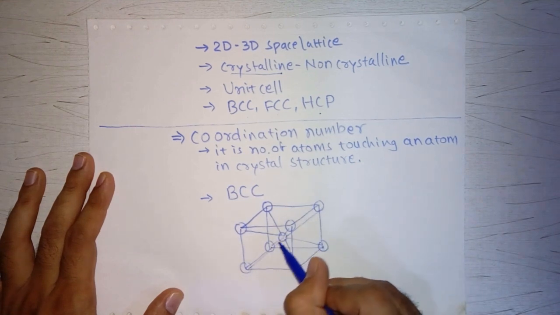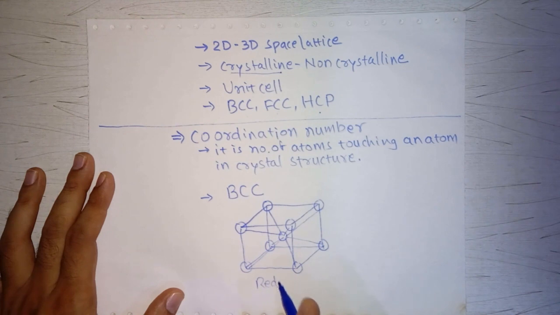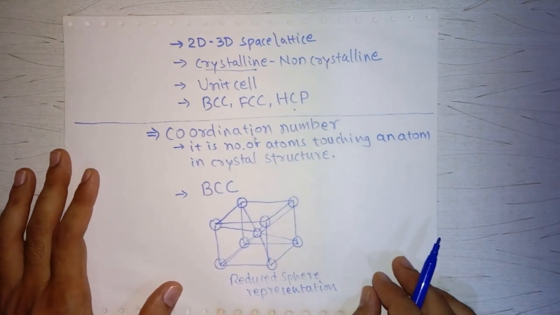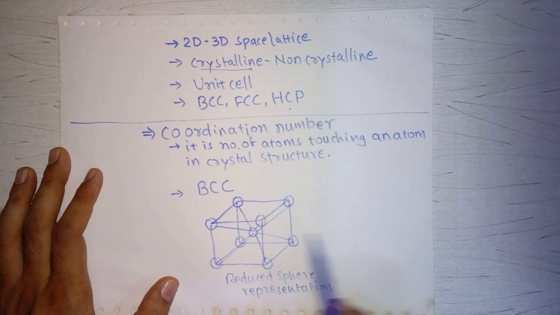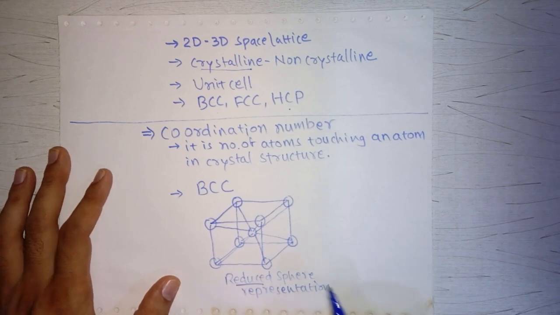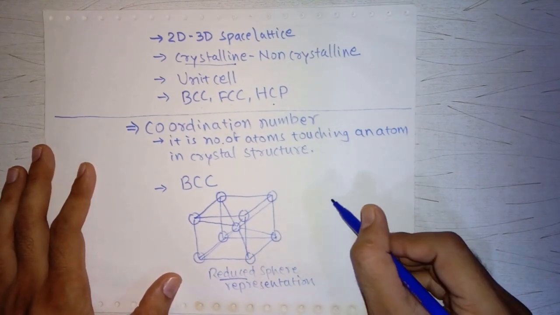Okay, this is called reduced sphere representation. But actually if we see, the atomic arrangement is such that these atoms are touching each other. So if I now represent full sphere representation rather than reduced sphere representation, I can draw the unit cell like this.